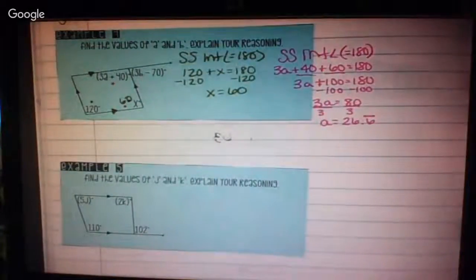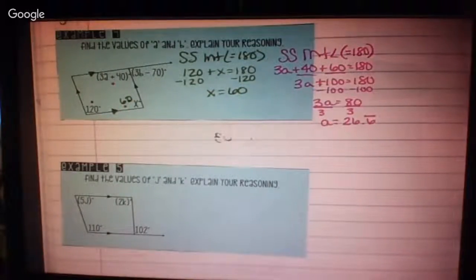Okay. Remember, when a number repeats, you just put that line over it, and that tells you that it's going to be 0.666666666, and it's never going to stop. Okay. 26.6 repeating.